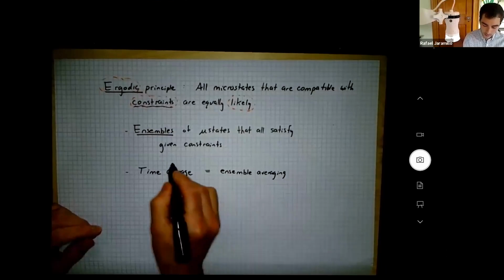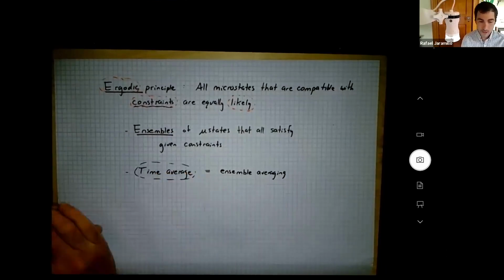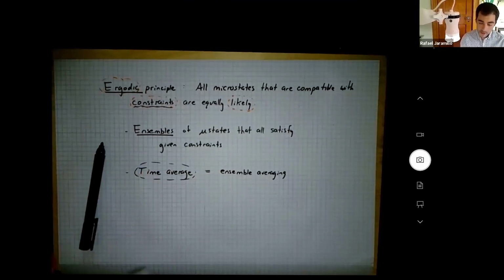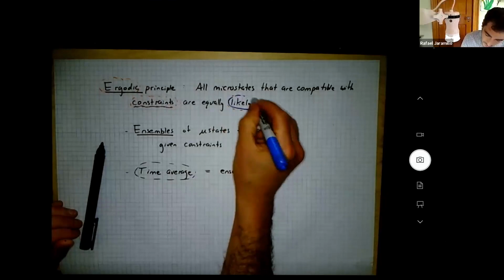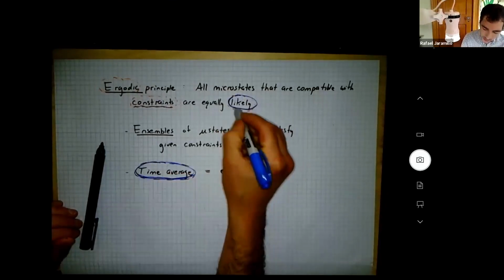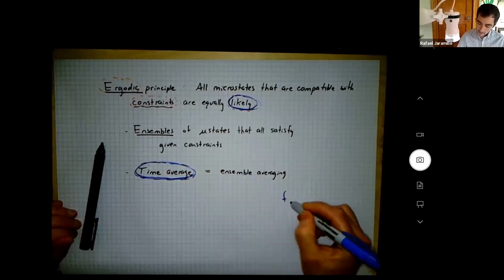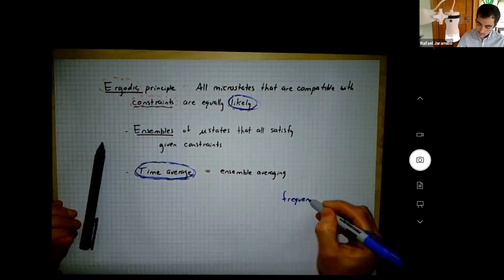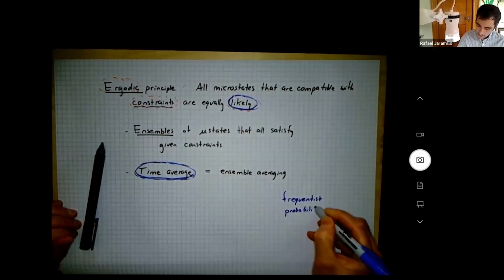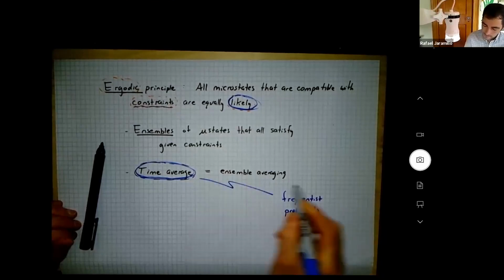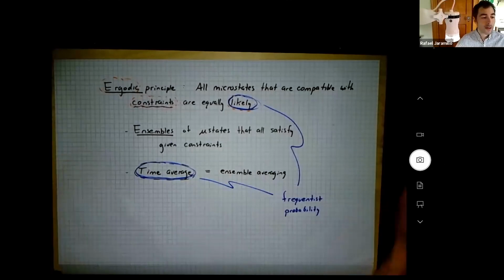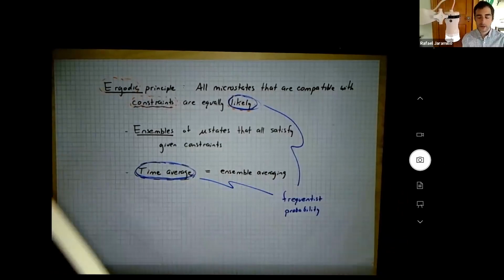Time averaging is the same thing as ensemble averaging. And for those of you who like probability and statistics, this connection between time averaging and likelihood is known as frequentist probability, as opposed to Bayesian. Right? So what does that mean? The time average is the same as the ensemble average.